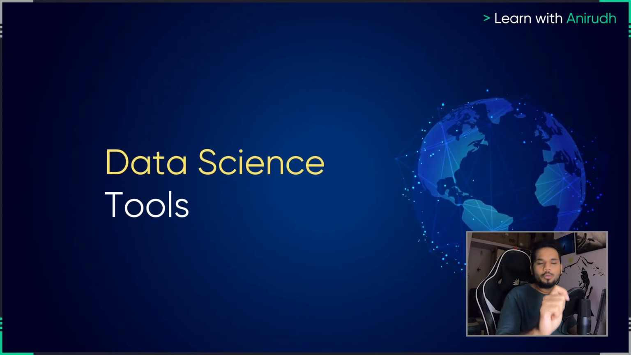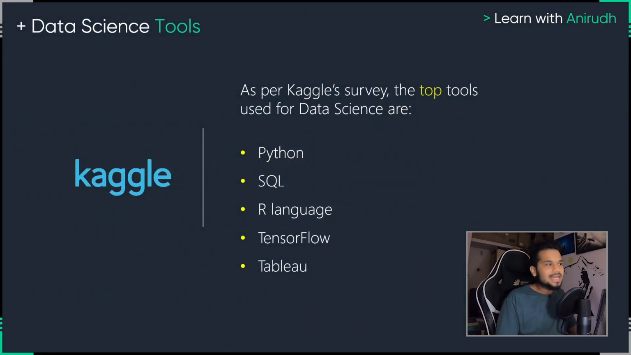Now that we know what data science is, let's quickly take a look at some of the top tools that are used for data science. Now, I understand that some of you are definitely curious to really get your hands dirty, get started right away, and you're curious to figure out what the tools are. Kaggle is a fantastic site. I'm going to make another video on Kaggle explaining to you guys what exactly it is.